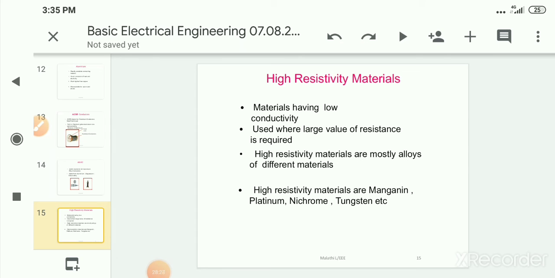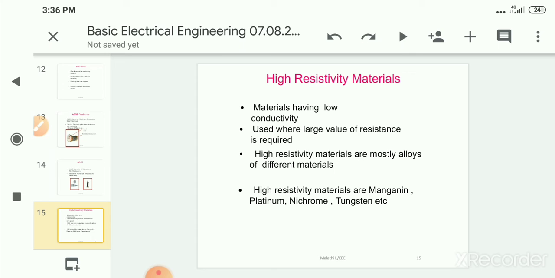High resistive materials are mostly alloys of different materials and are used where a large value of resistance is required. What is special in this? The special property of this material is that they dissipate energy in the form of heat.